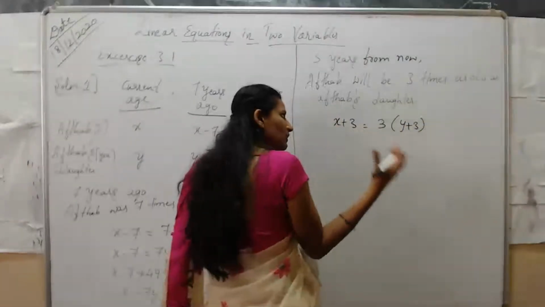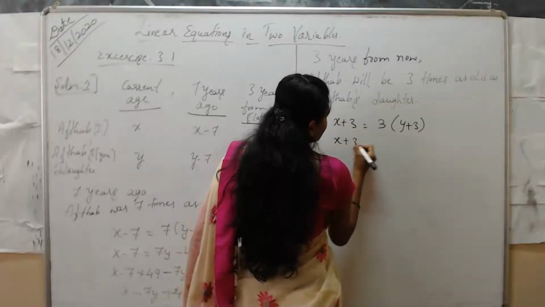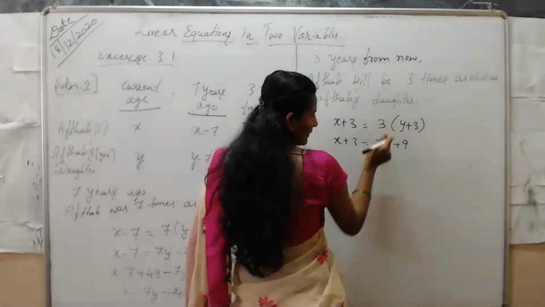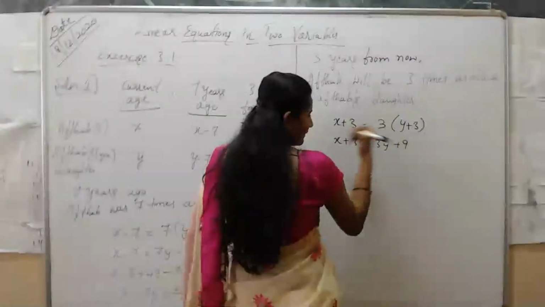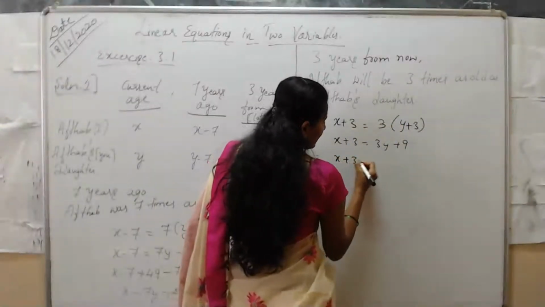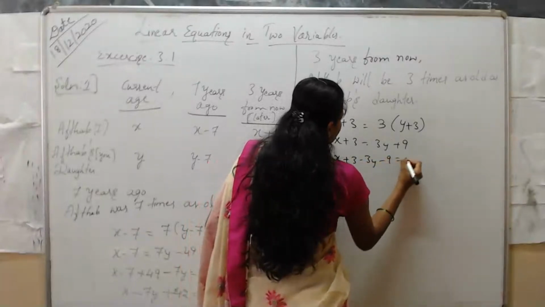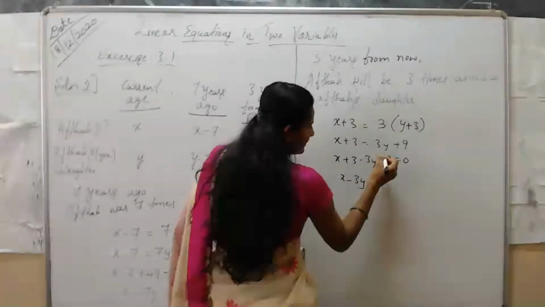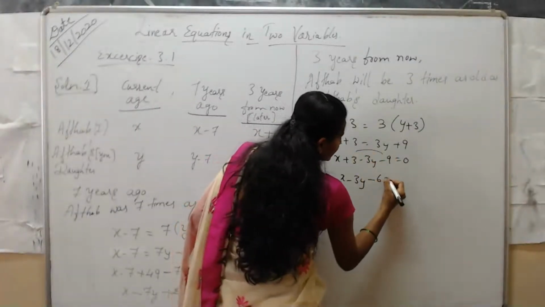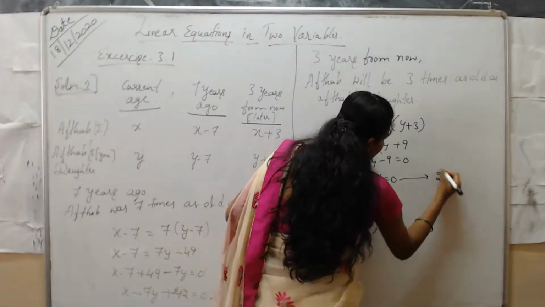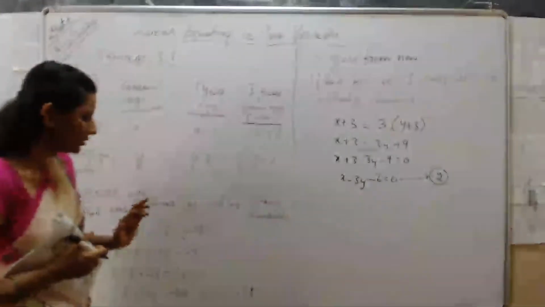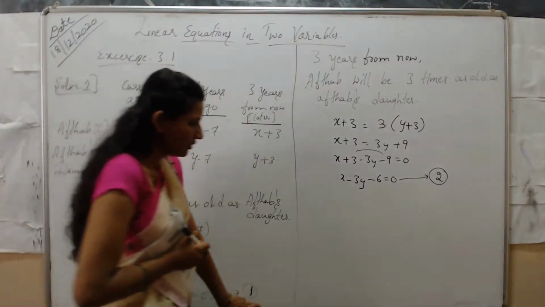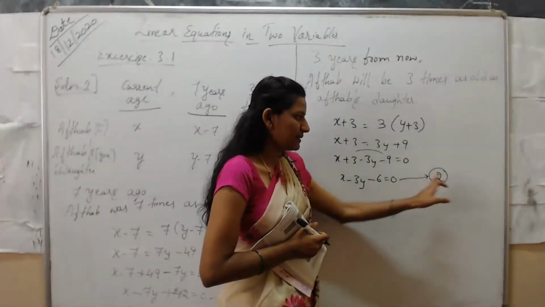If you solve this, you will get another equation: x plus 3 is equal to 3y plus 9. 3 into y is 3y, 3 times 3 is 9. Take everything to the left side: x minus 3y minus 9 plus 3, which is minus 6, is equal to 0. Take this equation as 2. Now you have two equations. One is x minus 7y plus 42 is equal to 0, equation 1. And x minus 3y minus 6 is equal to 0.